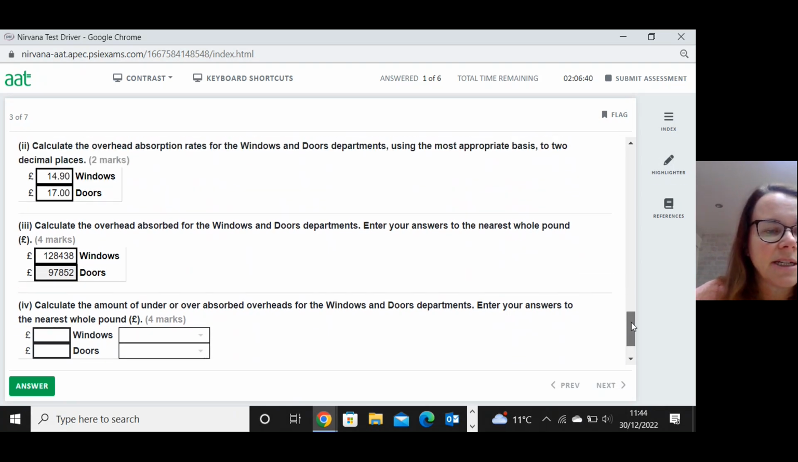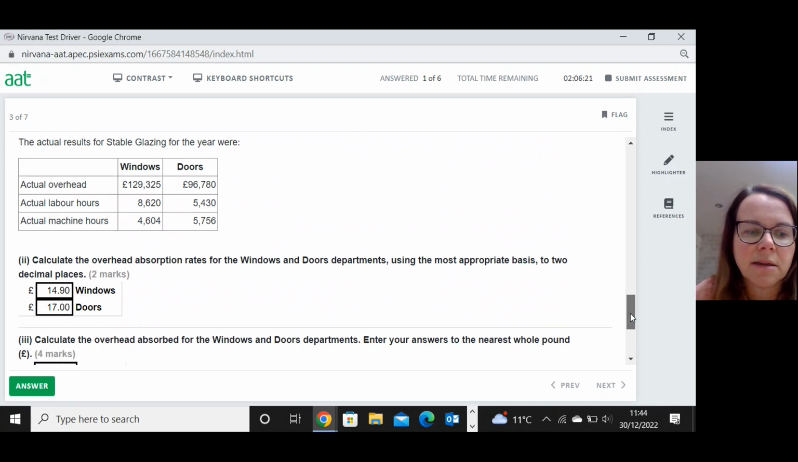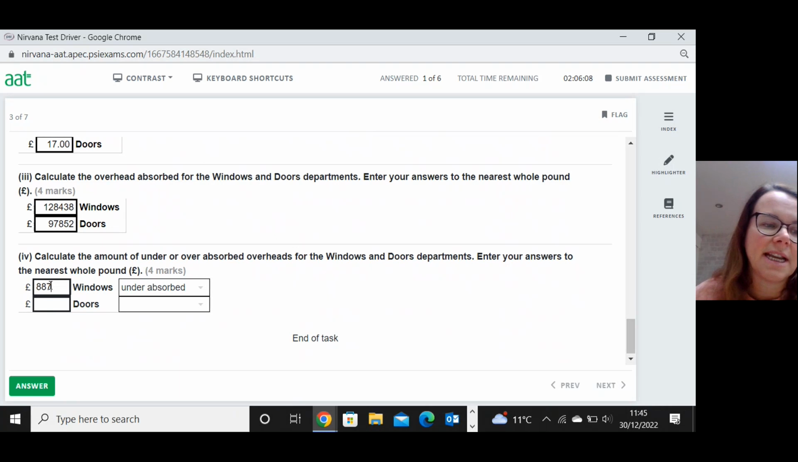Right, so this should be reasonably straightforward now. So we're comparing for Windows. This is what was absorbed, 128438. We're comparing that with the actual Windows overhead of 129325. So we can clearly see that the absorbed figure is lower, which must mean that we have under absorbed. And we just find the difference between those two numbers, which is 887 as the figure.